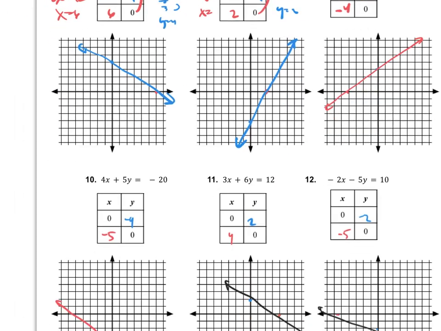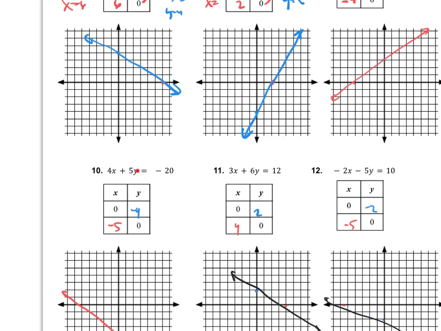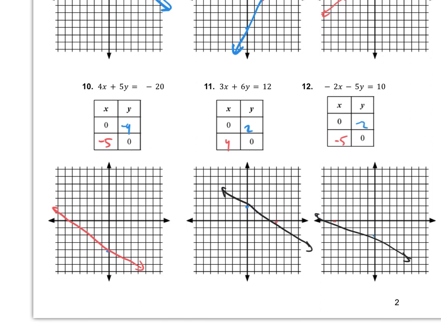Here, if I change y to 0, I get 4x equals negative 20. Divided by 4, x would equal negative 5. And then if I were to change x to 0, I get 5y equals negative 20. Divided by 5, y would equal negative 4.